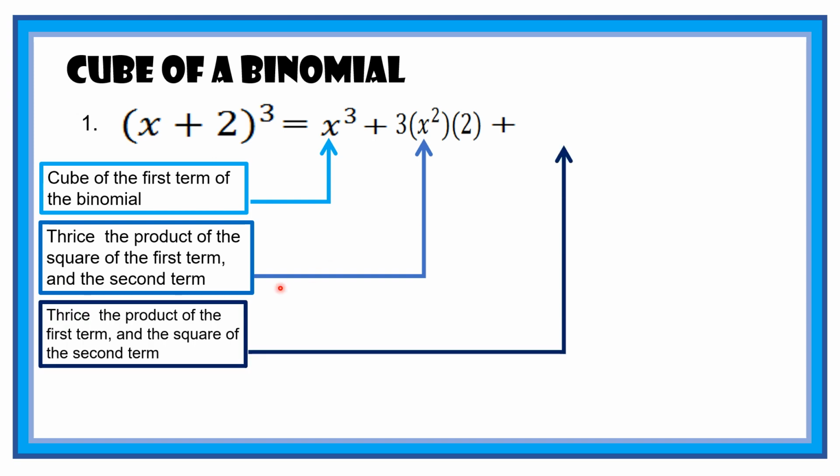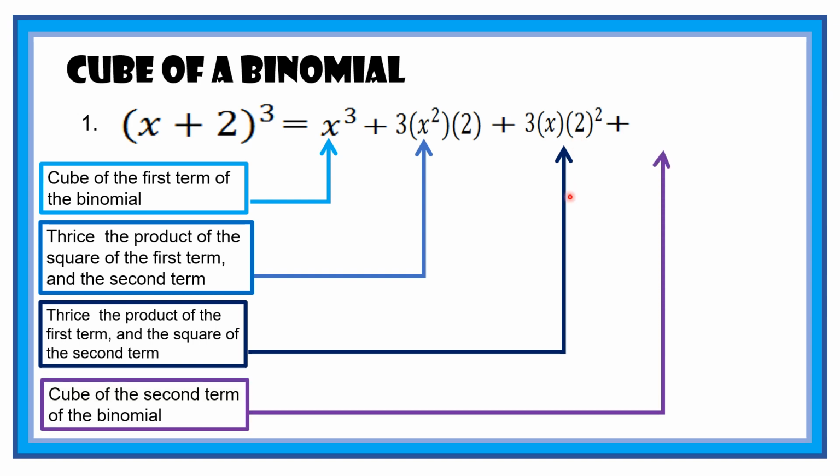Next step is thrice the product of the first term and the square of the second term. So we now have 3 times the first term times the square of the second term. Then we have the cube of the second term. So the second term is 2. So we have 2 cubed.